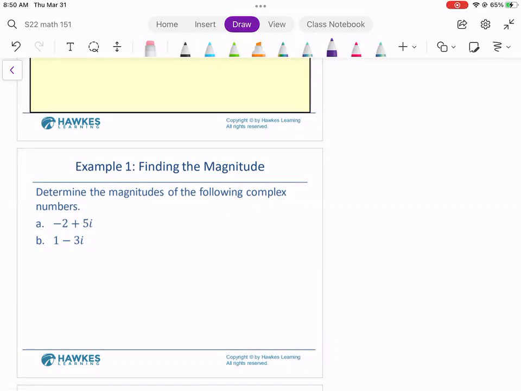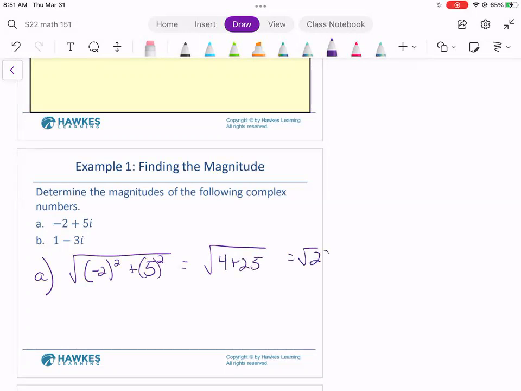To find the magnitude of -2 plus 5i, we will take the square root of a squared plus b squared, which gives us the square root of 4 plus 25, or the square root of 29. Likewise for b, we're going to take the square root of 1 squared plus -3 squared, which gives us the square root of 1 plus 9, or the square root of 10.